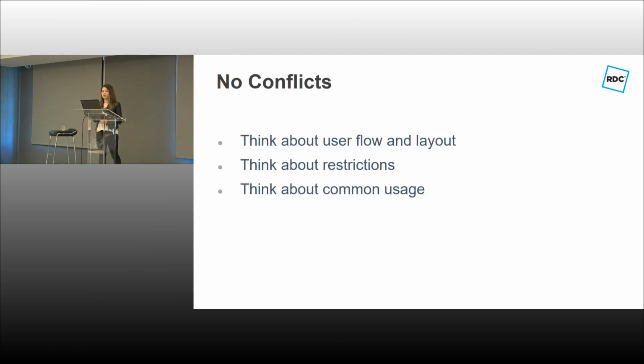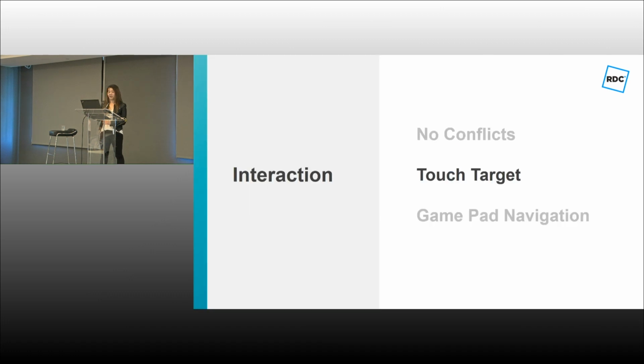So when you're designing interactions, think about the whole user flow and the layout, including when it's collapsed or opened. And then think about the restrictions we already have, and also common usage or your muscle memory. So you don't want to give them bad surprises. Yeah. Right, next thing, touch target.